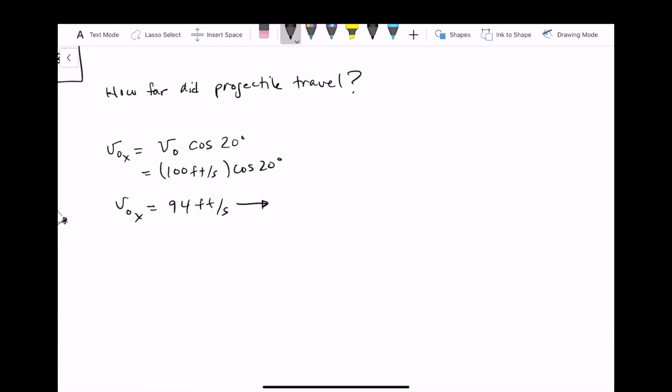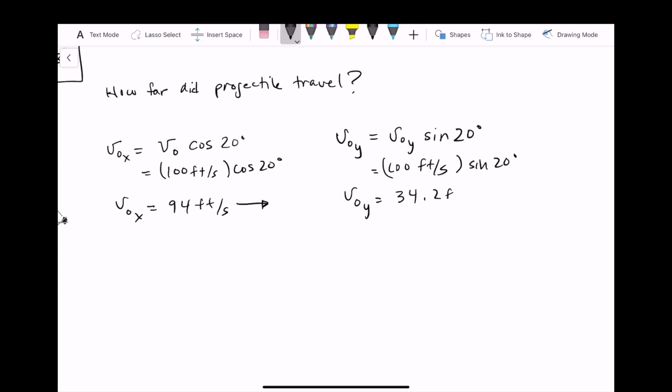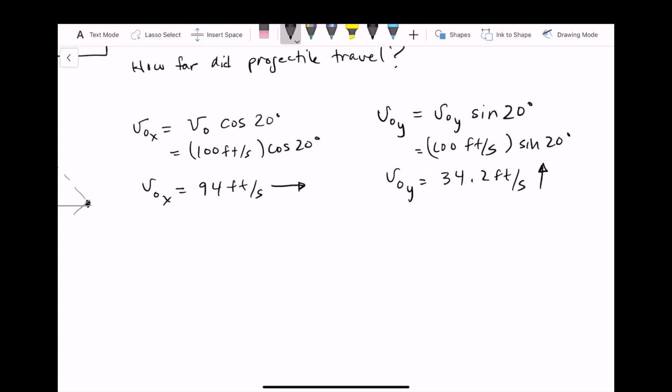And we can do the same thing for v naught y, except instead of cosine, it's going to be sine 20 degrees. So that's equal to 34.2 feet per second upwards. And now it would be helpful to write out the three equations of motion. So s is equal to v naught t plus 1/2 a t squared. v is equal to v naught plus at, and v squared is equal to v naught squared plus 2as.